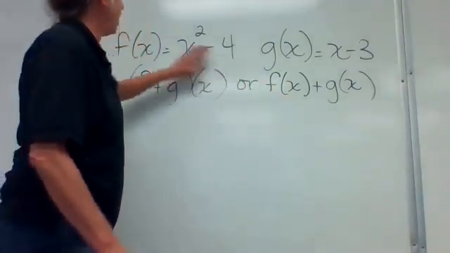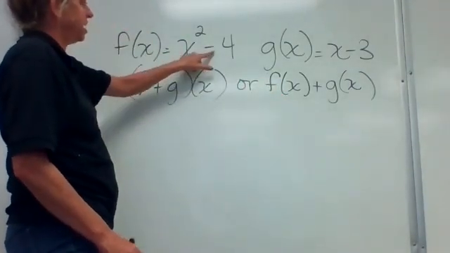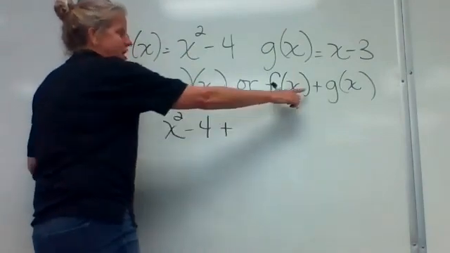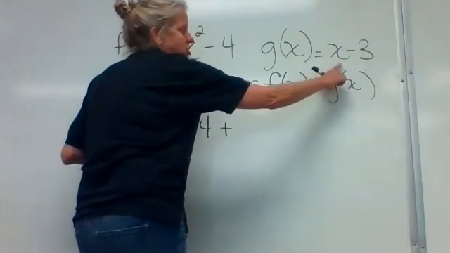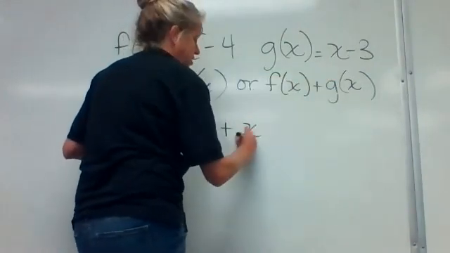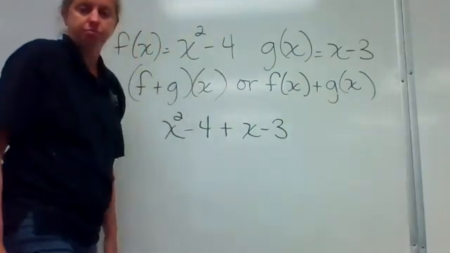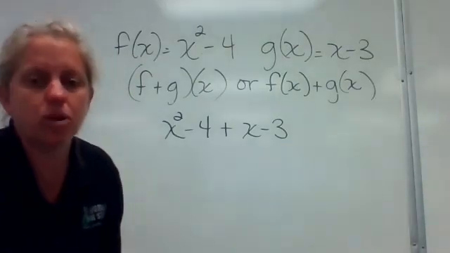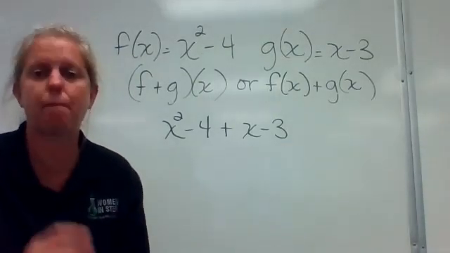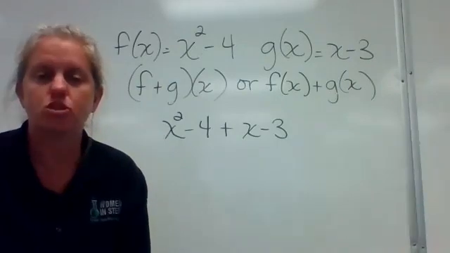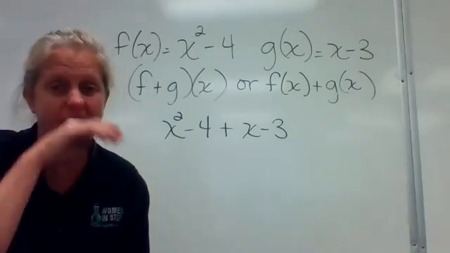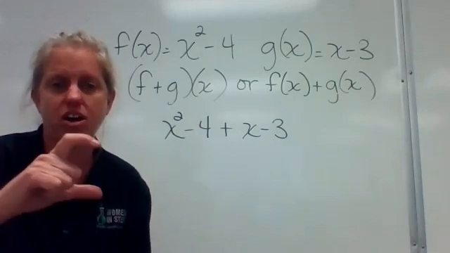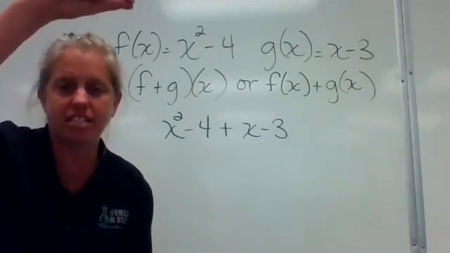What is f of x? Well, here's my f of x. It's x squared minus 4. It wants me to add that to my g function. My g function is x minus 3. The word add is just a real simple way to say combine the like terms. So I'm looking for any terms that are like in this result. In other words, they have to have the same variable and the variable has to have the same exponent.